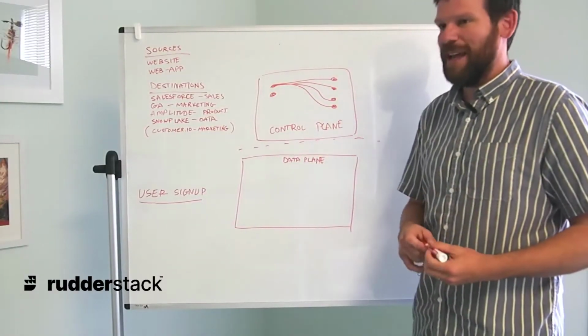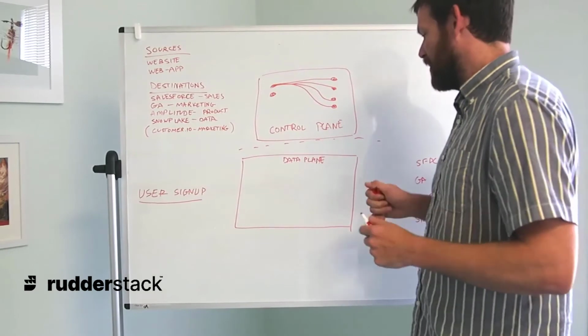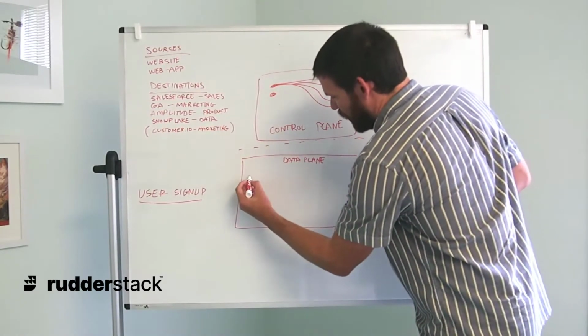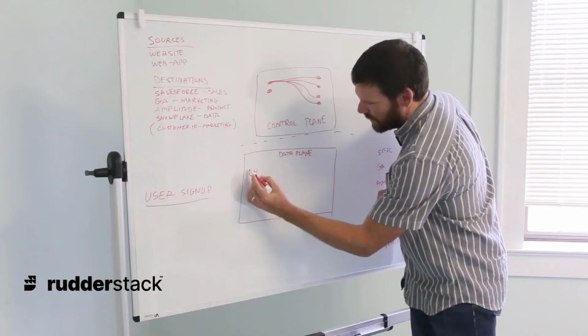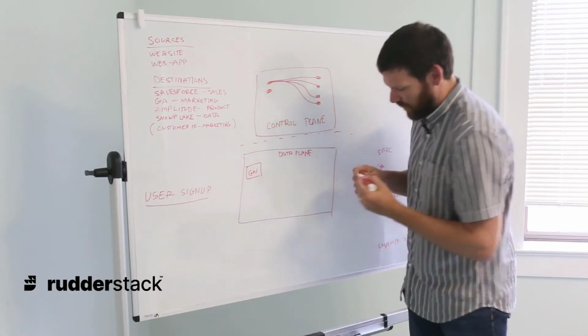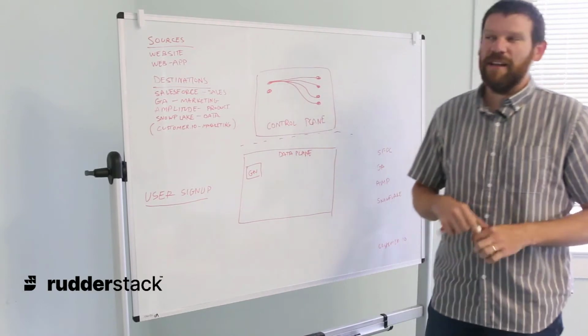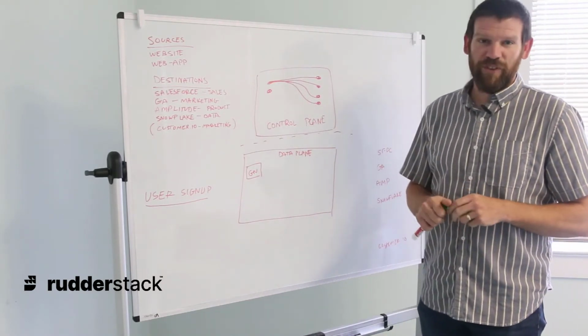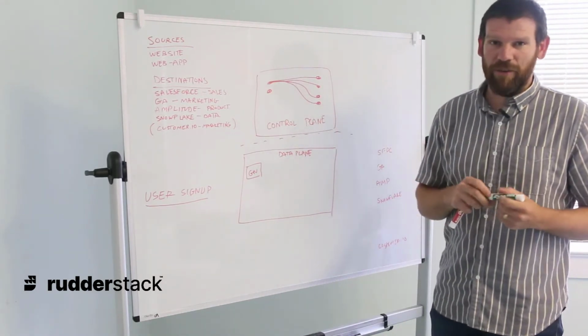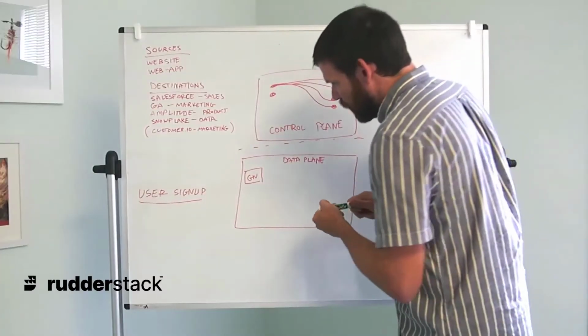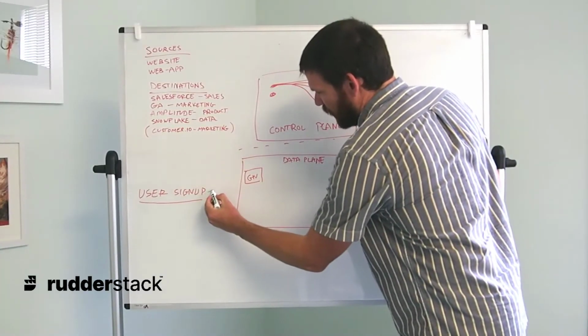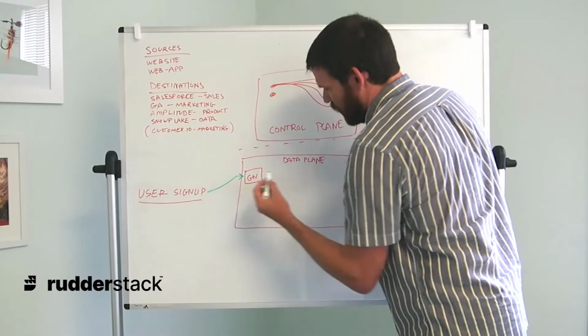So within the data plane, we're going to have a number of services. The primary service that's going to handle the ingestion of events is called the gateway. The gateway is essentially going to be receiving the events as they come in from the SDKs, the HTTP sources, or any of our other Cloud Extract or warehouse sources. So this event that we're sending on the front end, user signed up, is going to come into the gateway.